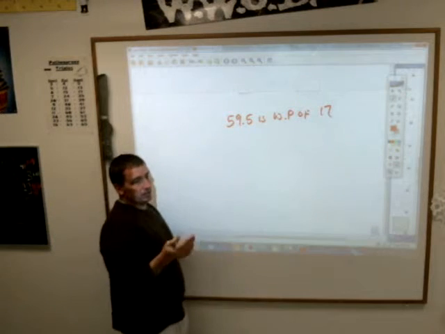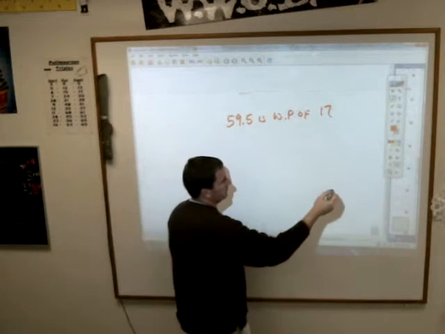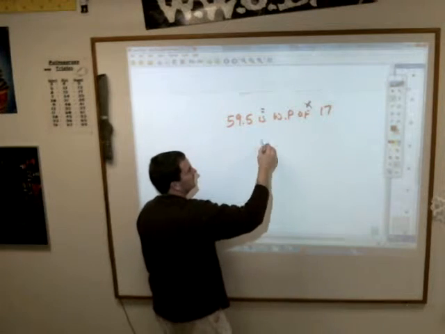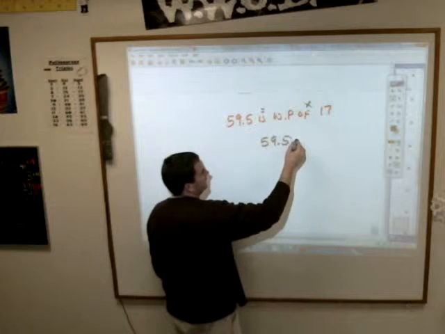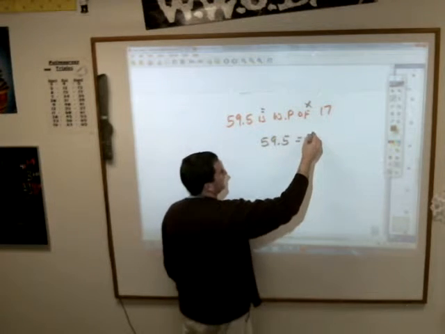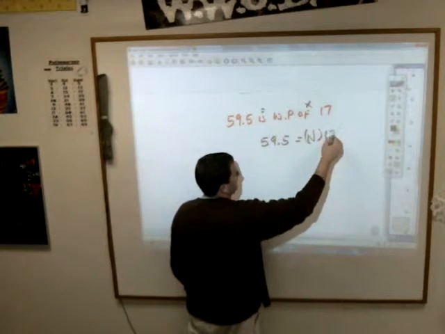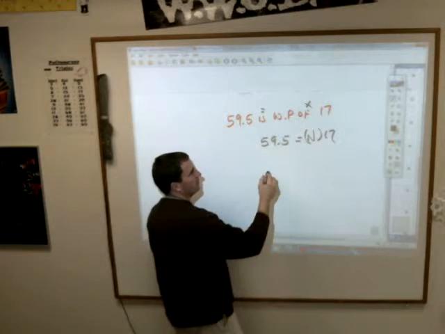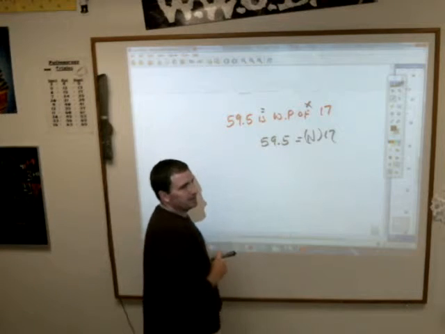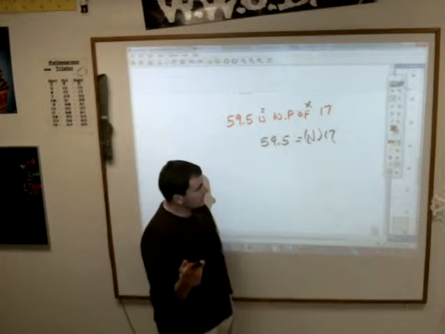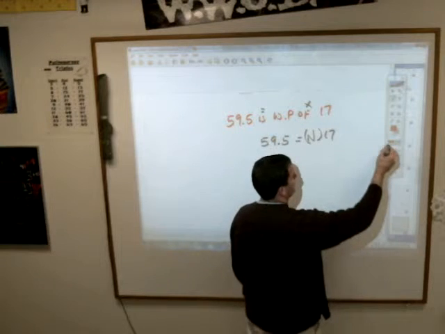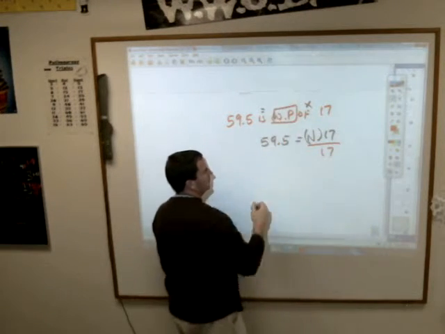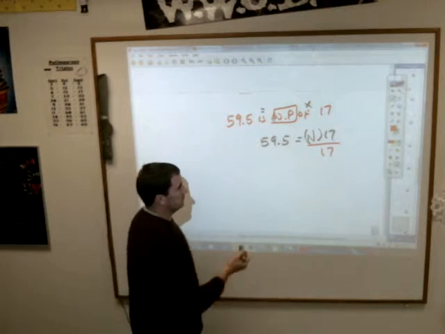Okay, doing it out equation-wise, what would it look like? Well, this is the equal sign, this is the times sign. 59.5 equals what percent times 17? Okay, how do I solve that? How do I get the letter n by itself? Anybody? What's that? Divide by 17. Now you have to remember your answer needs to be in percent form, which means we're going to have to change our answer into a percent.